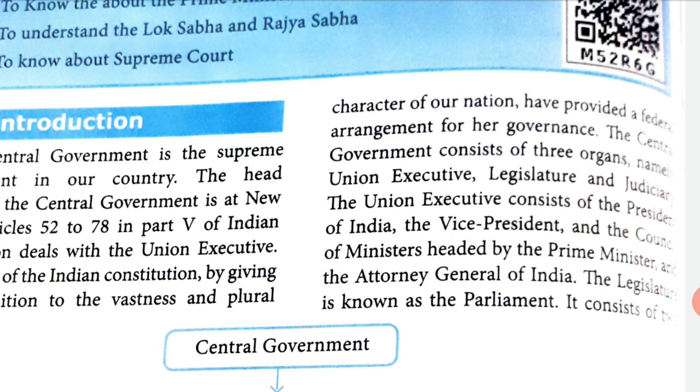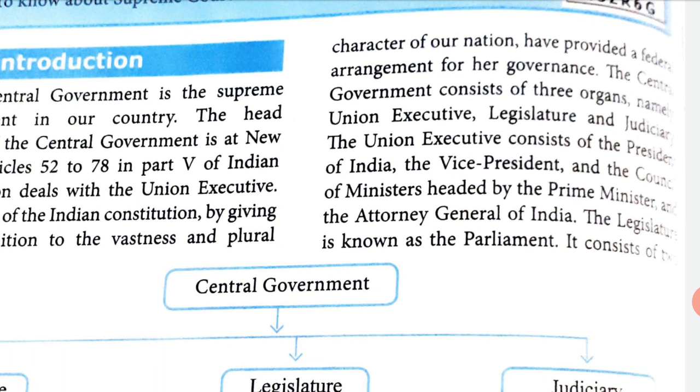The central government consists of three organs. So there are three main parts for the central government, which is very important. One is the union executive, the next one is legislature, and the next one is judiciary. The union executive consists of the President of India, the Vice President, and the Council of Ministers. Council means group of ministers who are headed by the Prime Minister and the Attorney General of India. Okay. The legislature is known as the Parliament.